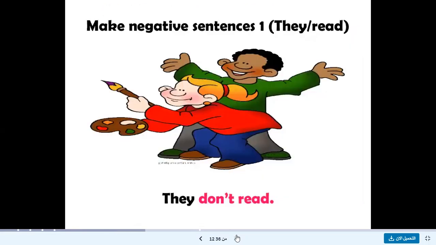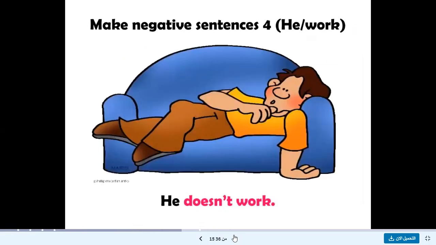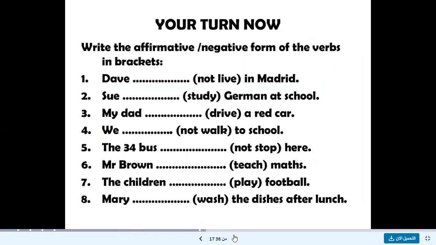They don't read. This is a negative sentence. She doesn't love him. This is a negative sentence. Okay, all of these are negative sentences. Now, let's look at some activities here.